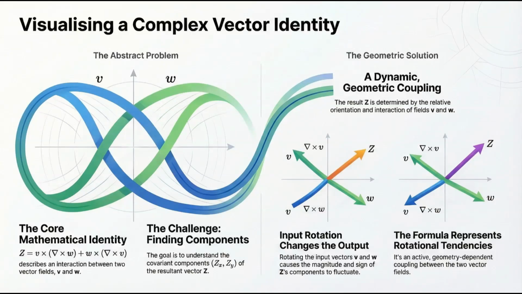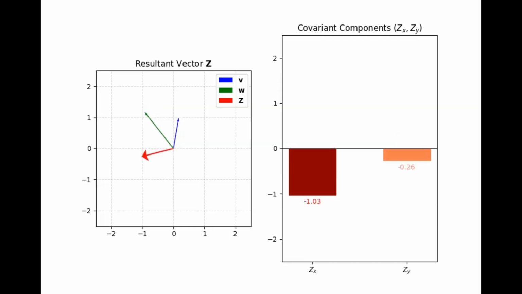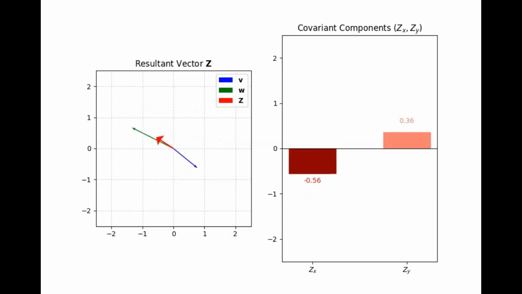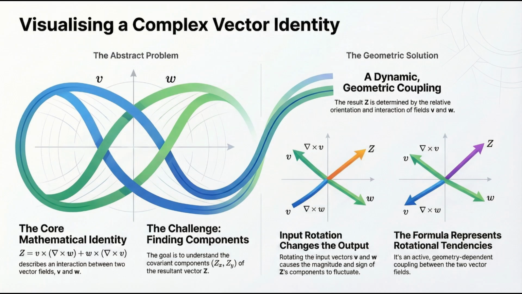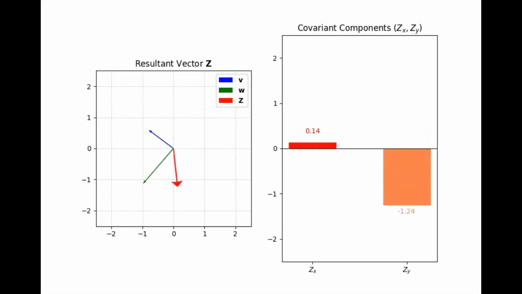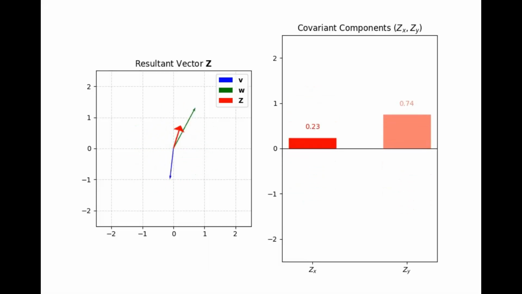This is the brief on geometric couplings and high-order tensor identities. So, what are we talking about? We're diving into a complex math identity that describes how two twisting vector fields interact. This relationship is called geometric coupling, and it's absolutely crucial for modeling things like fluid dynamics and electromagnetism.